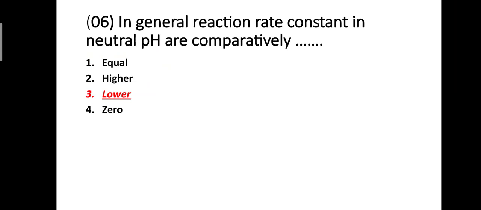Question number 6. In general reaction, rate constant in neutral pH are comparatively. Option number first, equal; second, higher; third, lower; and fourth, zero. And the correct answer is option number 3, lower. In general reaction, rate constant in neutral pH are comparatively lower.